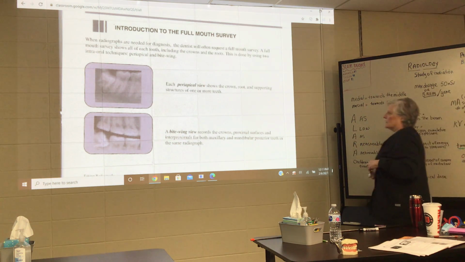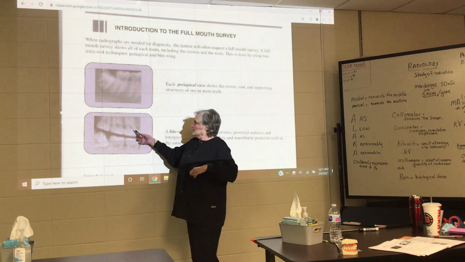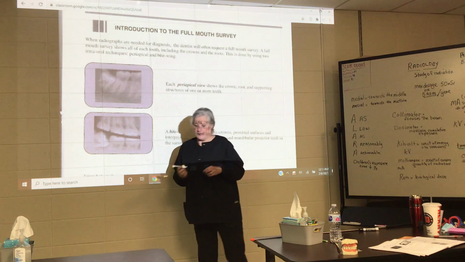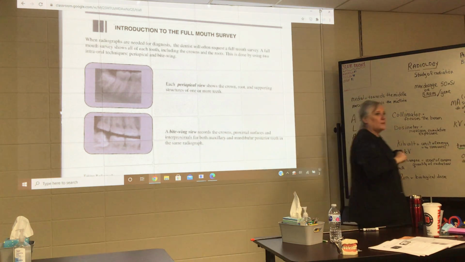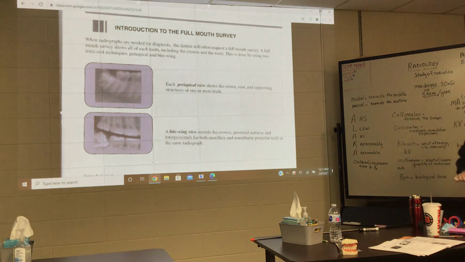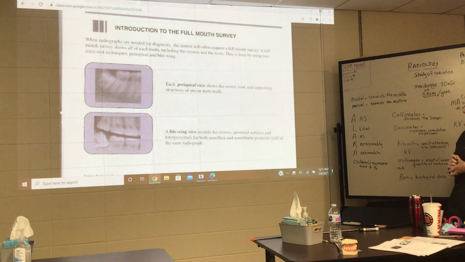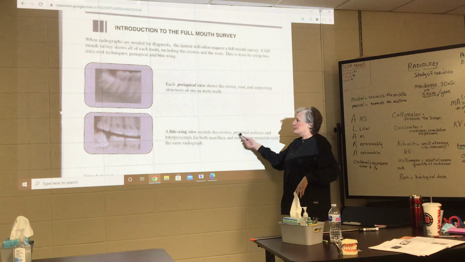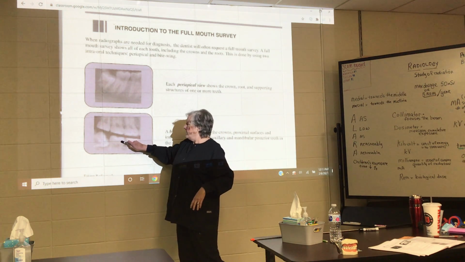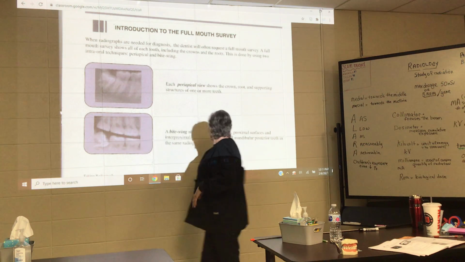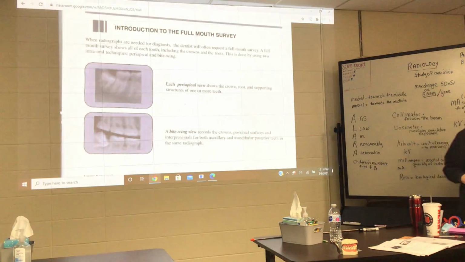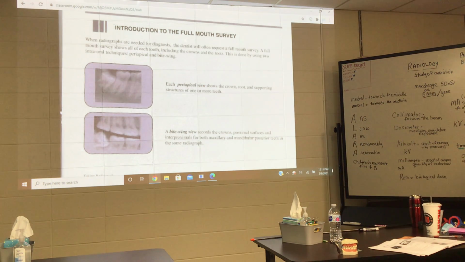Bite wings show upper and lower teeth together, biting together, and it's for posterior teeth generally. There are vertical bite wings that you can take on the anterior. They're not done very often. But the bite wing records the crowns and proximal surfaces. What's a proximal surface? Between the teeth of both maxillary and mandibular teeth at the same time, in the same radiograph.